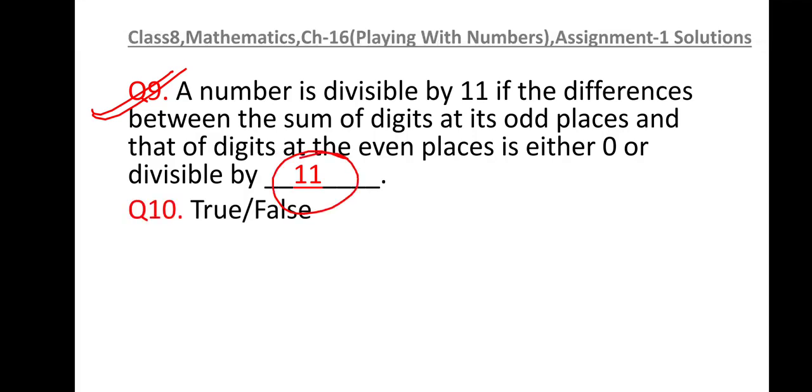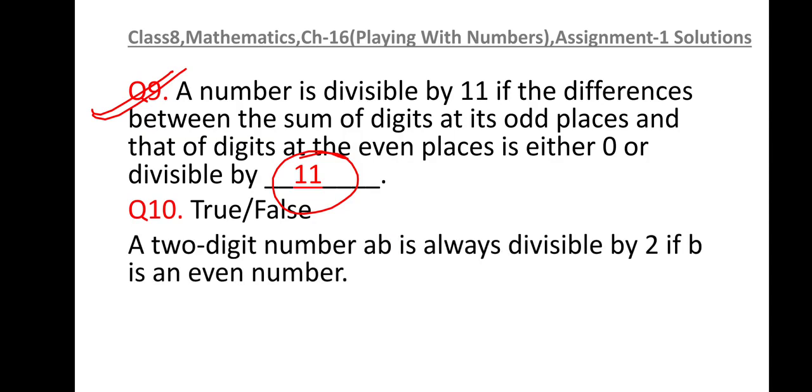Coming to question number 10, that was true or false. We need to tell whether this given statement is true or not. A two-digit number AB is always divisible by 2 if B is an even number. First of all, you should be aware of the divisibility rule of 2. What is the divisibility rule of 2? A number is said to be divisible by 2 if the digit at units place is divisible by 2, or if its last or units digit is either 0, 2, 4, 6 or 8.